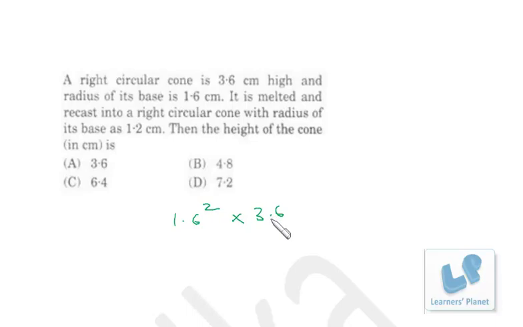Now if it is converted to another cone, the volume will remain the same. 1 upon 3 pi I cancel from both sides. Now in the other case, the radius is 1.2 square, right? And the height we have to find out, right? So we are equating the volume of both the cones. Okay, now remove this, remove this.